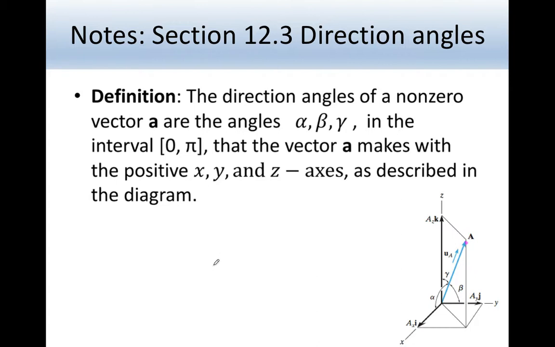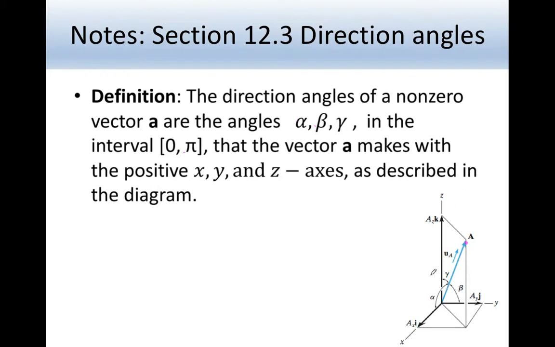So direction angles, think of these as alpha, beta, gamma. And I'm only talking about angles between 0 and 180, or 0 and pi. Remember, we're working in radians for the most part.